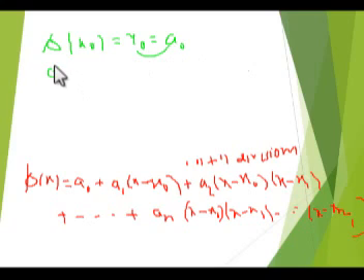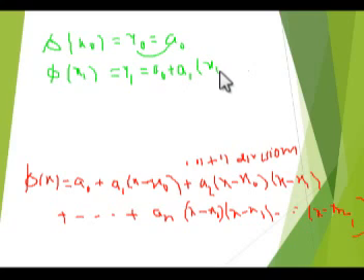Now we will put x1 in I(x), then it will be denoted by y1, and on the right hand side we will get a0 plus a1 times (x1 minus x0). And the other terms, if you put x1, all those terms will vanish.